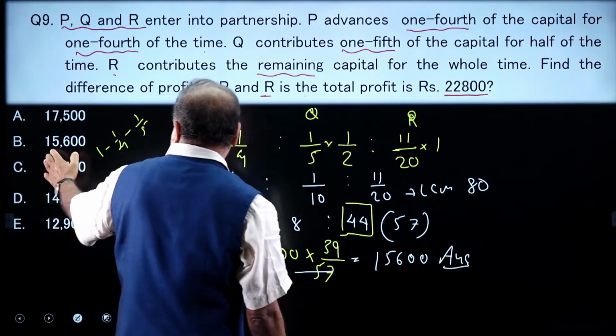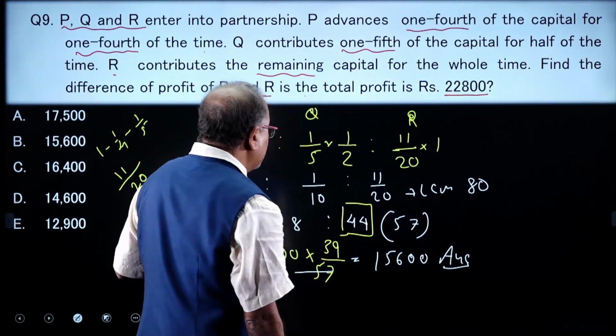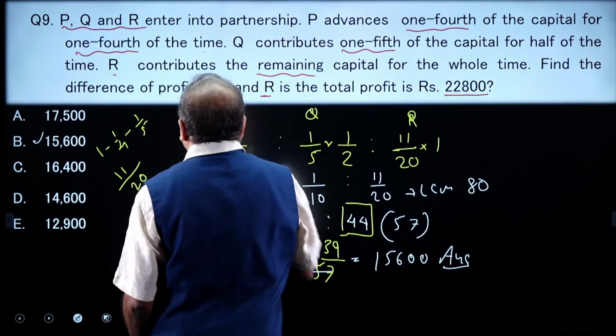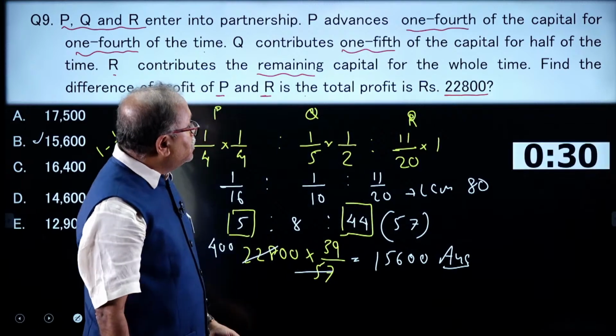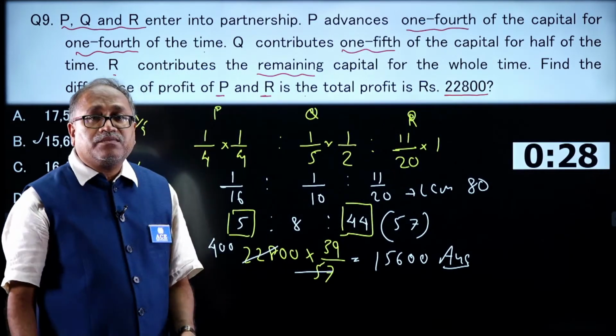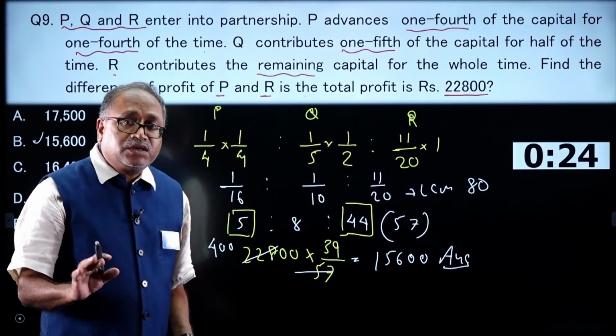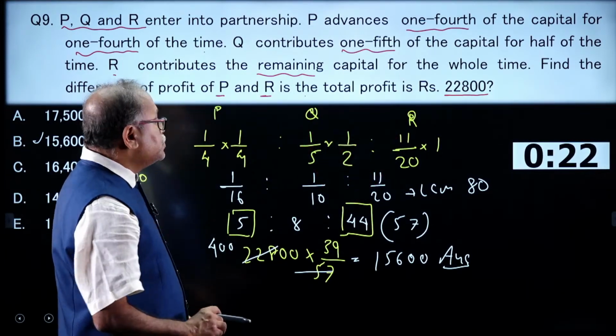So 15,600, option choice is B. Do we have option choice? Oh, I didn't give you the time. I'm sorry. But anyhow, you understood how to answer the question. Your option choice is B.